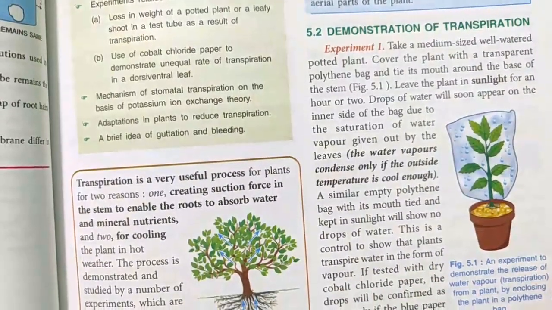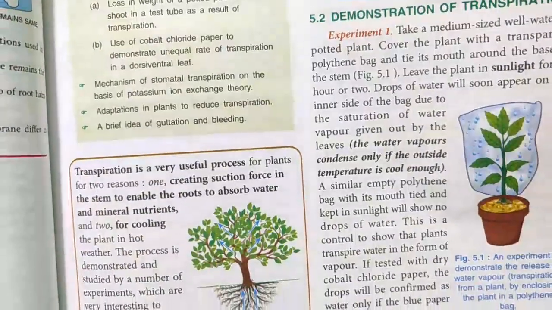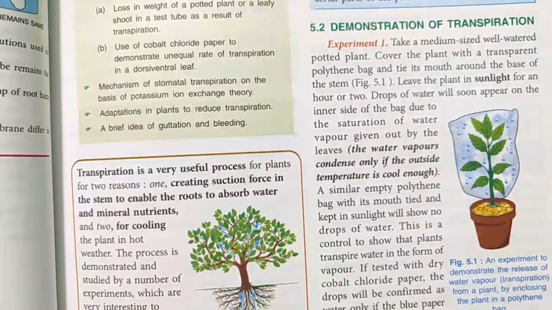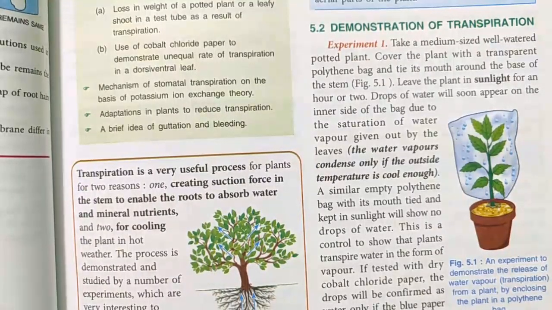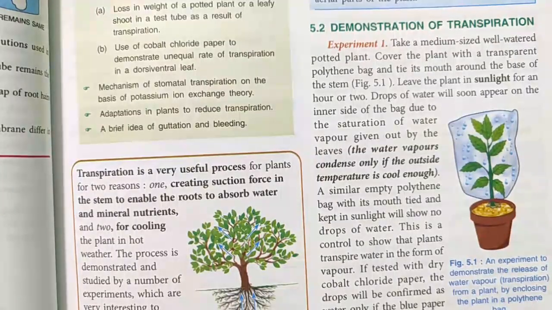Now first of all, why is transpiration useful for plants? As you know, there is some pressure exerted by the root so that the water and minerals can go upward. Apart from this, a force is also exerted on the water and minerals from the top of the plant or tree, and that force is known as the suction force, due to which the water and minerals can reach the tip of the plant. This is very important for the translocation of water and minerals in the plant.